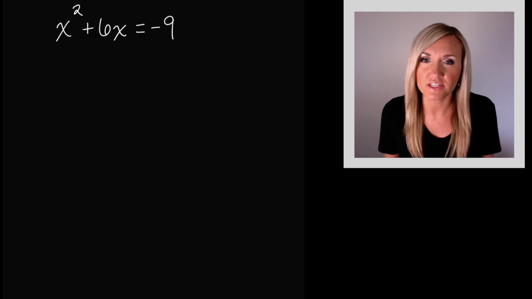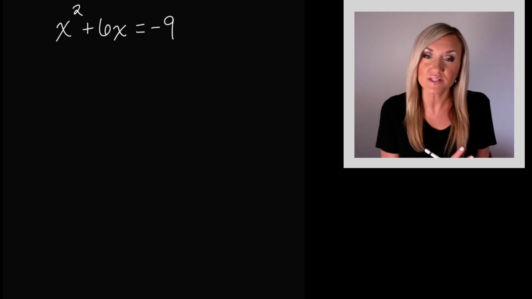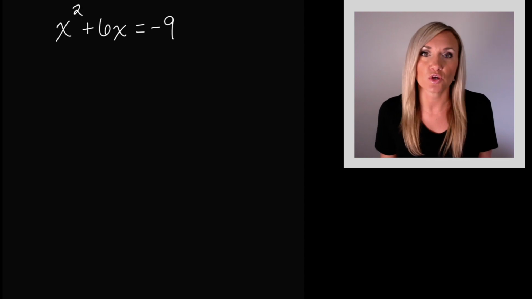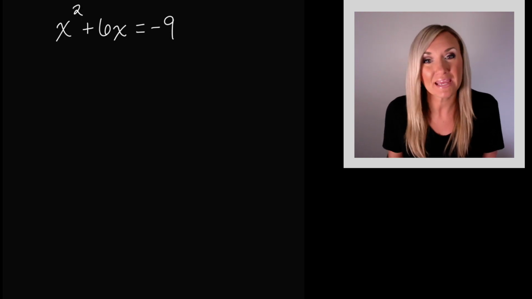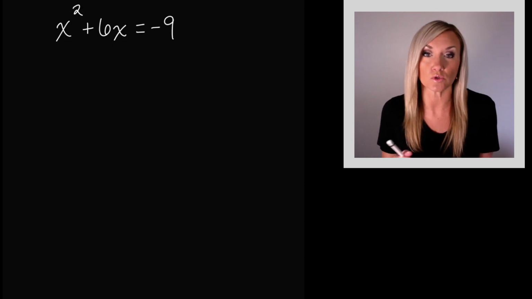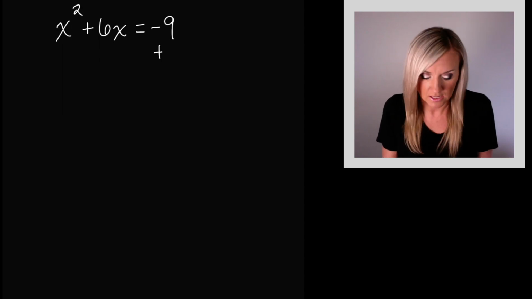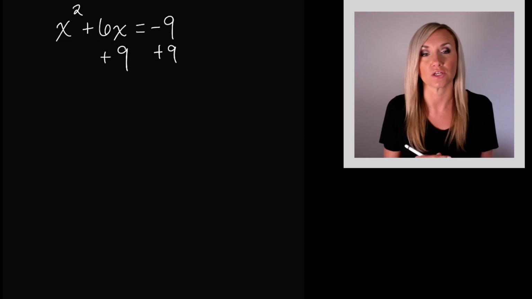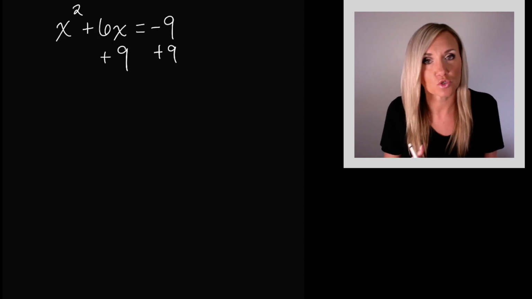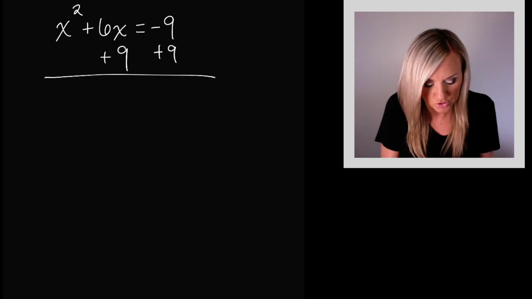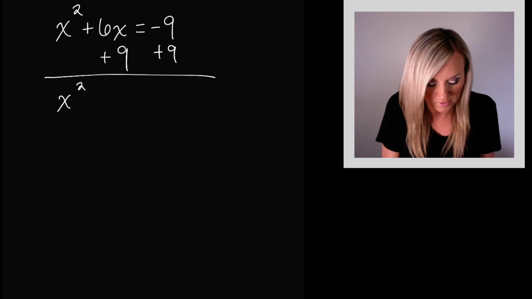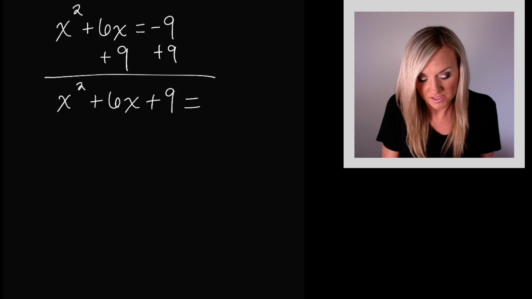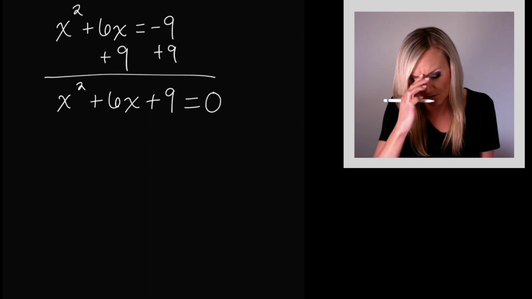Remember, standard form is going to have all your terms on one side of the equation and it's going to equal 0. So in this case, we need to make our equation equal to 0, right? We need to add the 9 to the other side of the equation. Now we don't have any like terms, so we're going to put all three terms next to each other. So it becomes x squared plus 6x plus 9 equals 0.